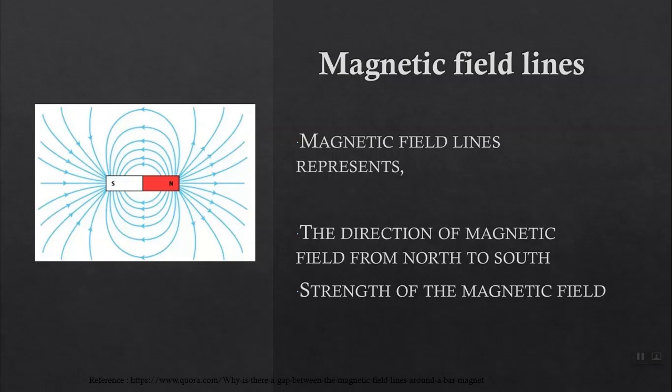You can see very close to the magnet, the magnetic field lines are closer. It means if I consider a unit area, there will be more magnetic field lines. But when it is further away from the magnet, you can see that the magnetic field lines are separated. It means that the magnetic field strength is not very strong.